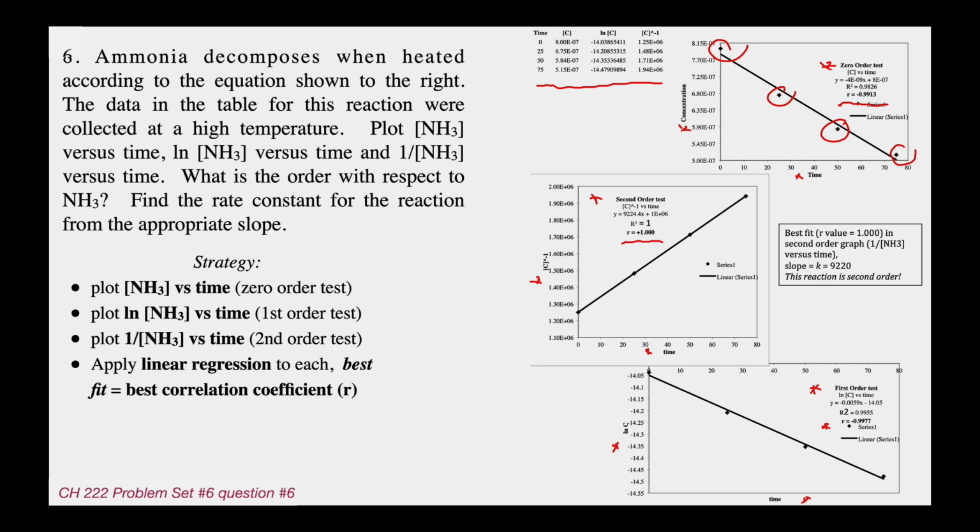So if you were comparing zero and first order, you'd say, well, this reaction looks like it's first order because you have a better R value, a better correlation coefficient. So it's definitely not zero order. It could be first order, but we also need to see if it's second order. And remember, most reactions are first order, but lo and behold, in this particular example, the R value is exactly equal to 1. That's perfect data.